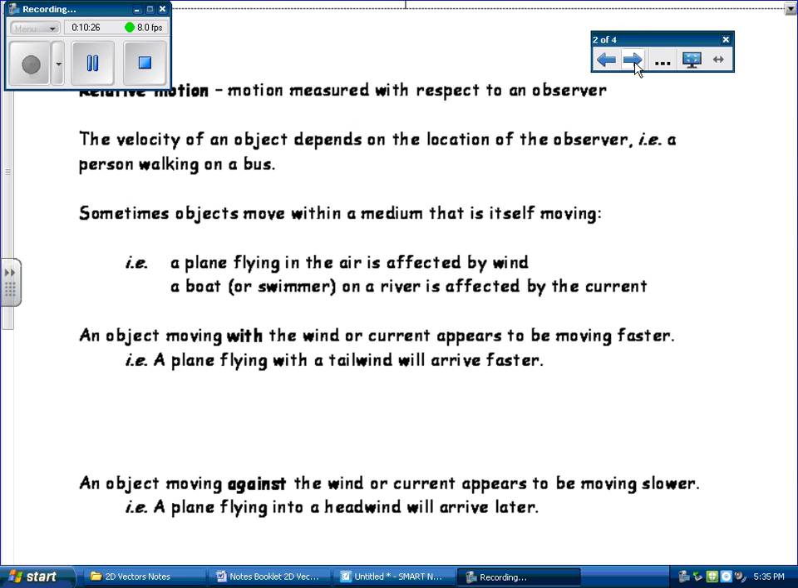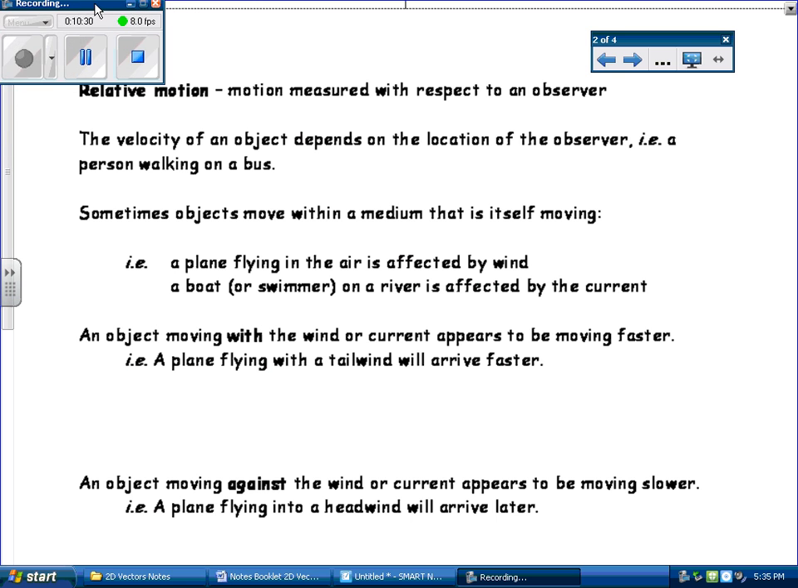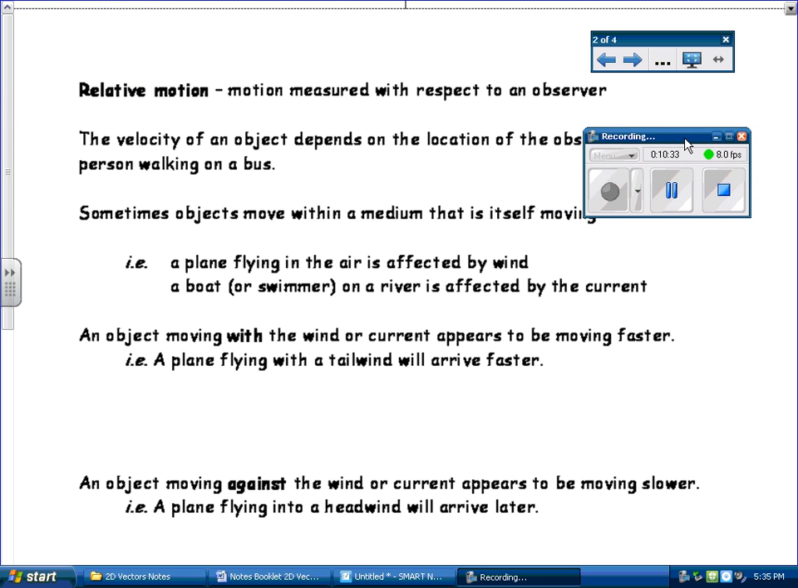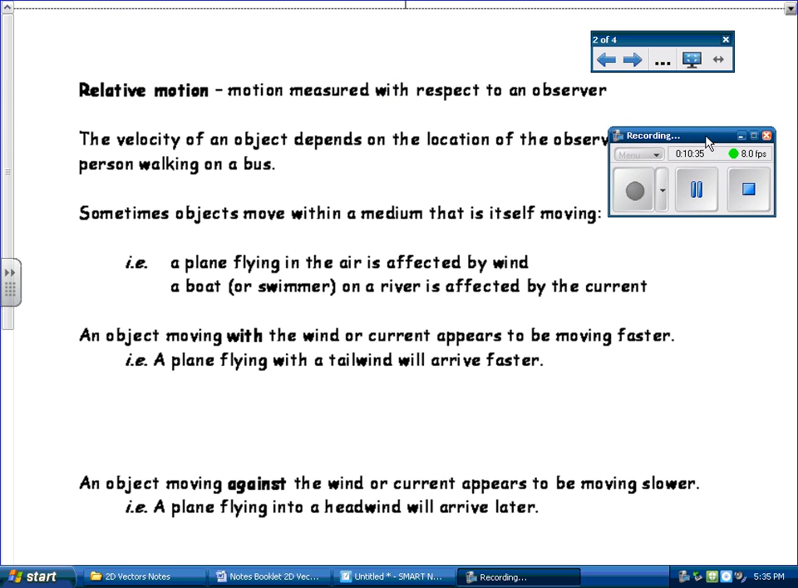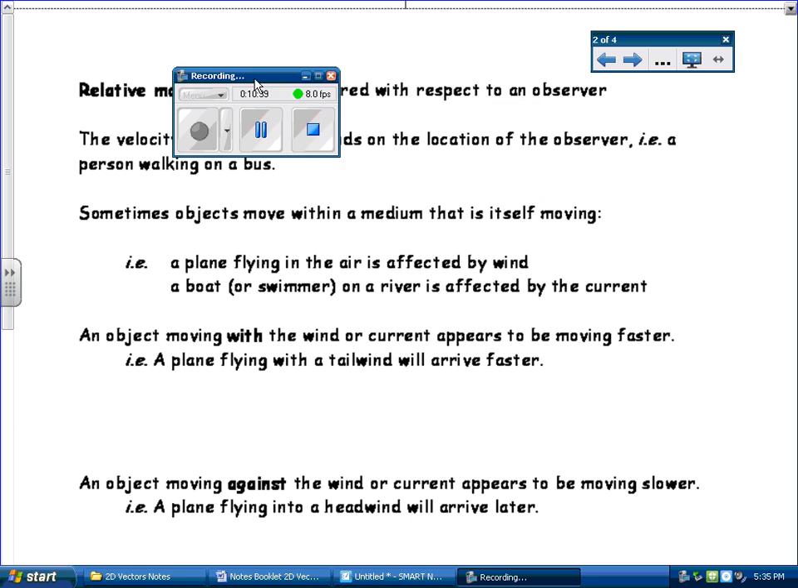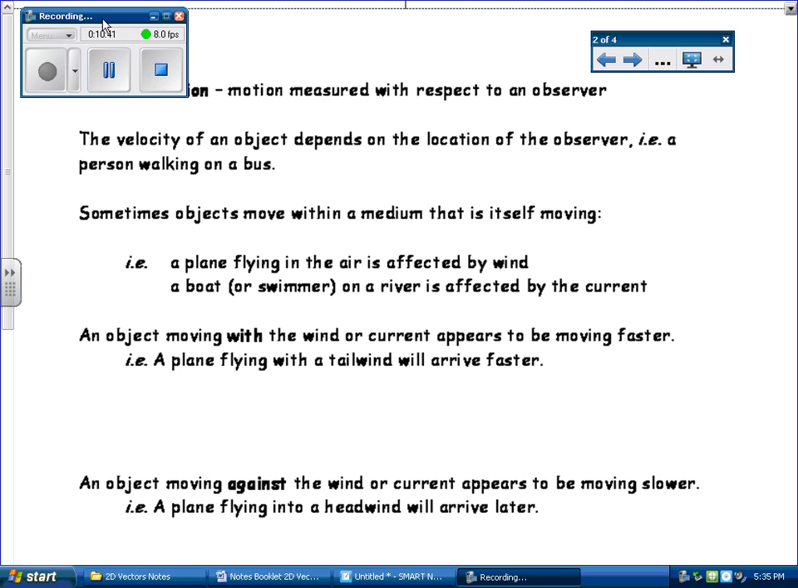So just to remind you a little bit about relative motion, let me see if I can move that over here for a minute. Remember, relative motion is motion that's measured with respect to an observer. And so we talked about this before in terms of somebody walking on something that's moving, so somebody walking on a train or somebody walking on a bus that's already moving, and the speed they're going depends on if the person who's observing them is also on the bus or if the person observing them is outside.